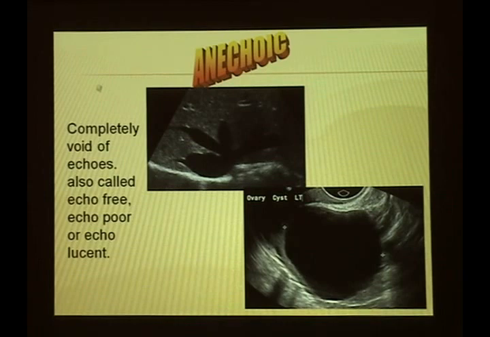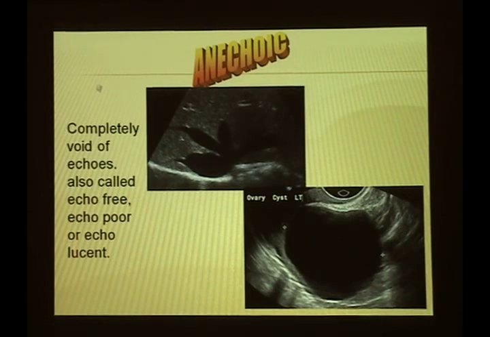Coming to the various terms which are used in ultrasound, the first is anechoic. Anechoic means completely void of echoes. Anechoic is also known as echo-free, echo-poor or echo-lucent. These are the same words meaning the same.